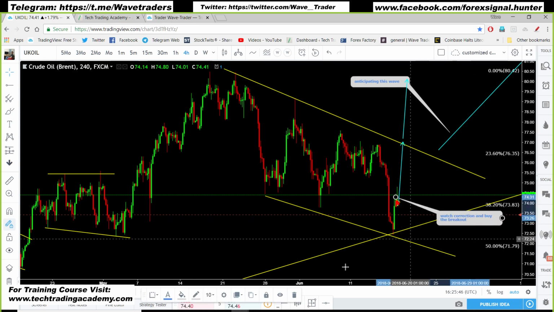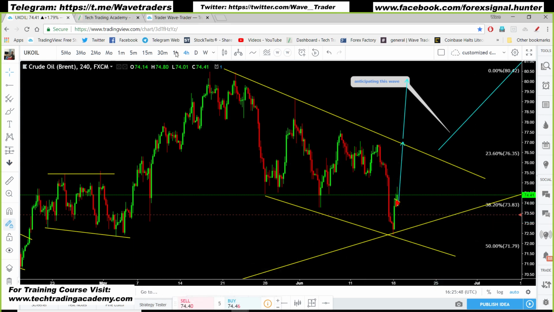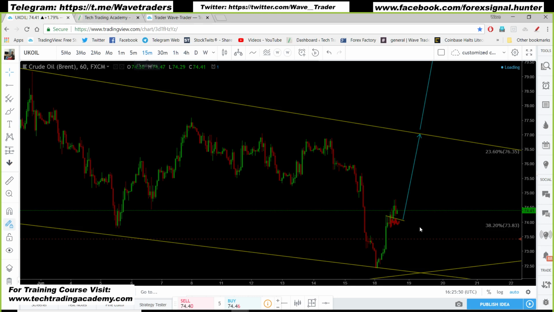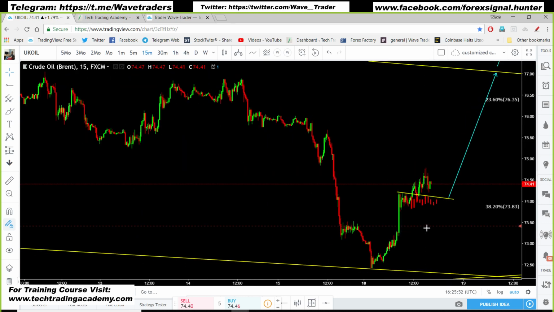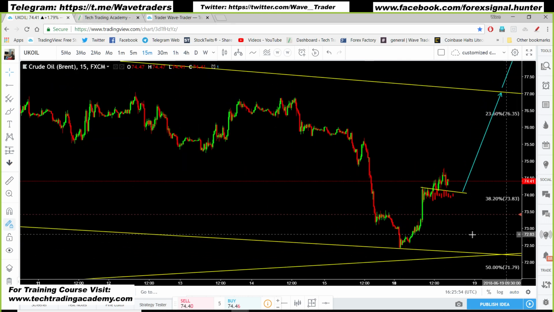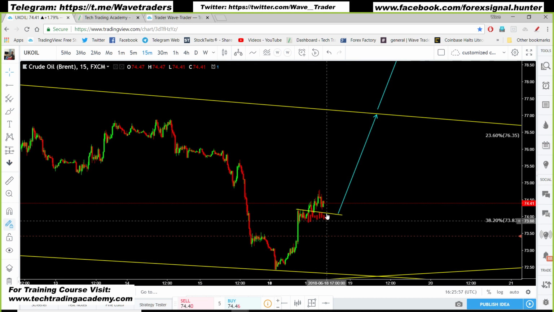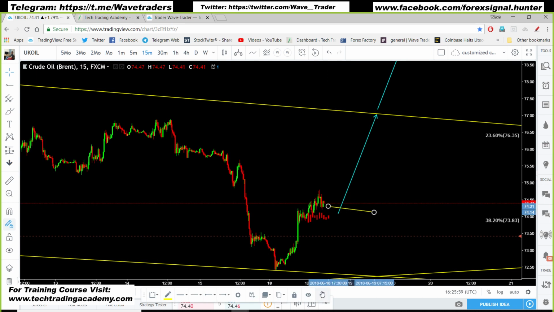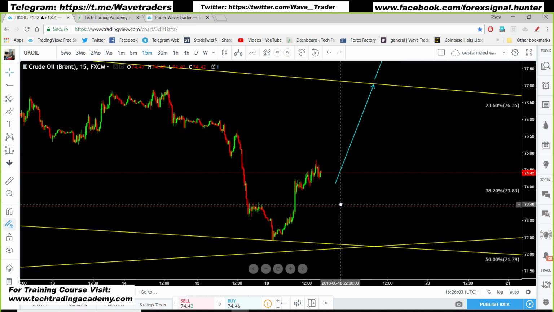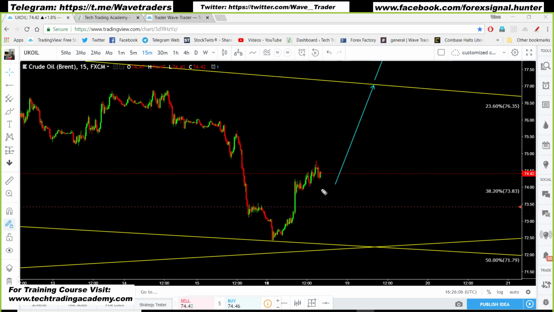If you are already in that trade, good work. If you are not in that trade, watch this correction get bigger and look for a buy. Watch this correction. It can turn into a triangle formation, or price can test that bottom again. Expanding triangle, and look for it to buy.